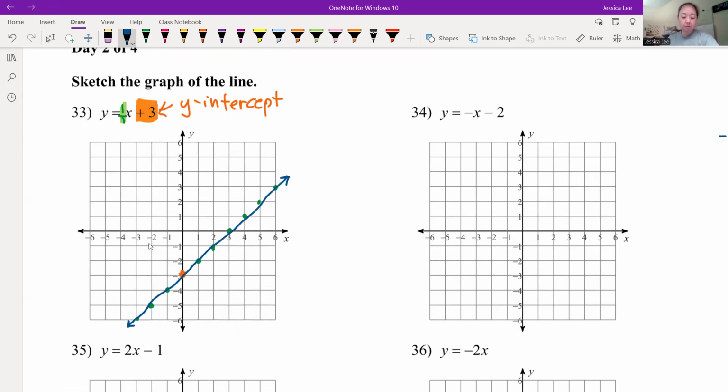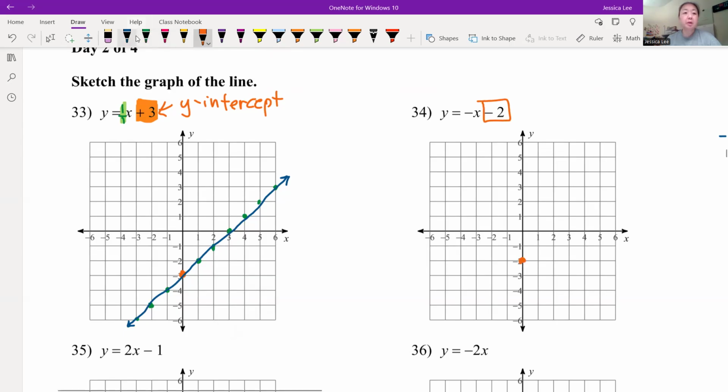Okay, and so we're going to look at number 34. Number 33 done. I'm going to use the same colors. I'm going to use orange for my y-intercept. So my y-intercept is here, -2. That's going to be right here, -2.